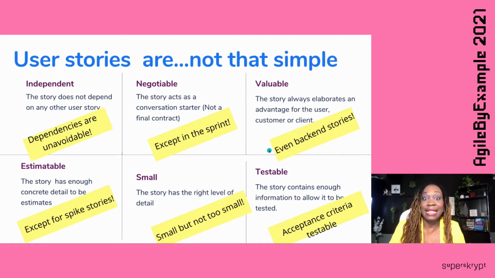As a matter of fact, in Jira, if you're using Jira for your user stories, there is a dependency field where you can pick how it's dependent. Is it a blocker? Is it related? Is it causing something? So there are dependencies in your user stories. So when it says it's independent, it doesn't mean that there is no dependency.